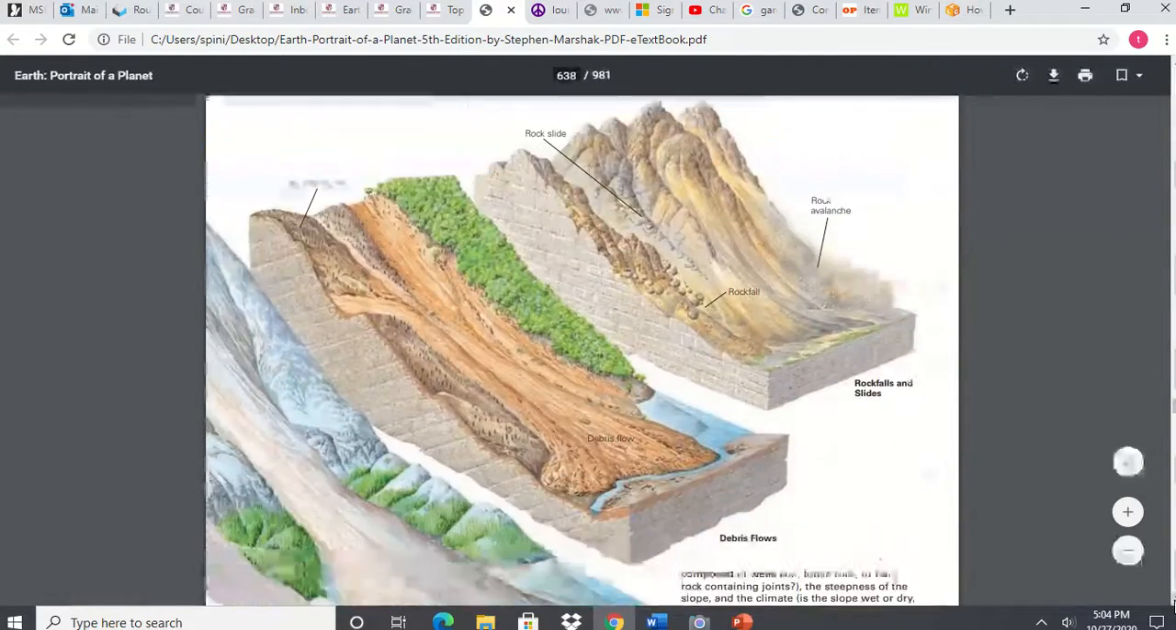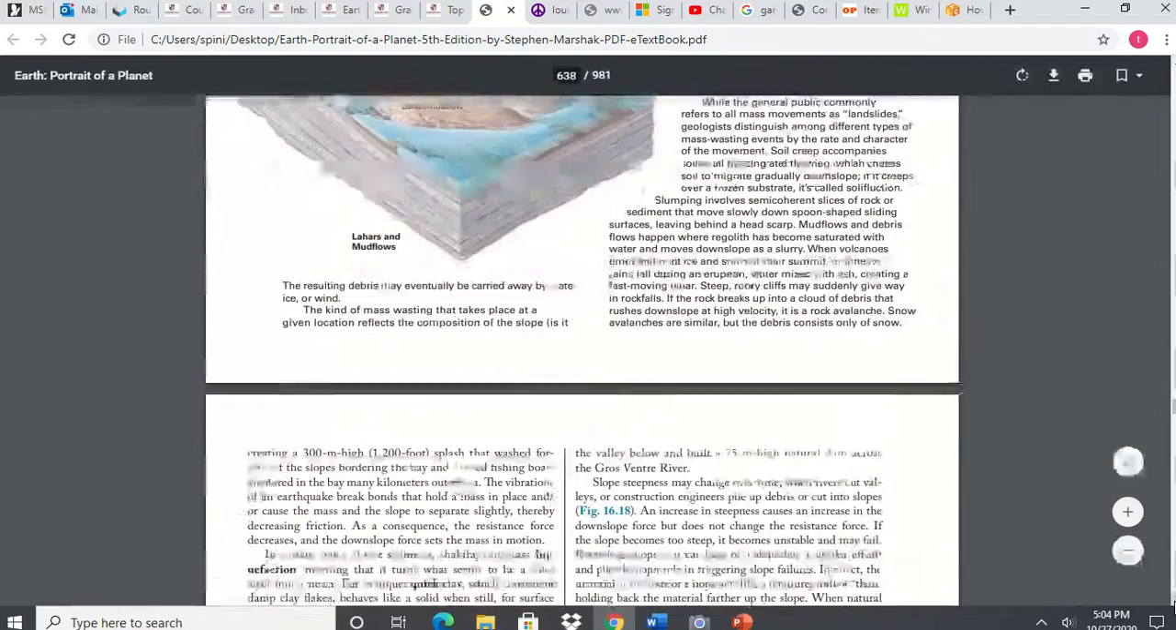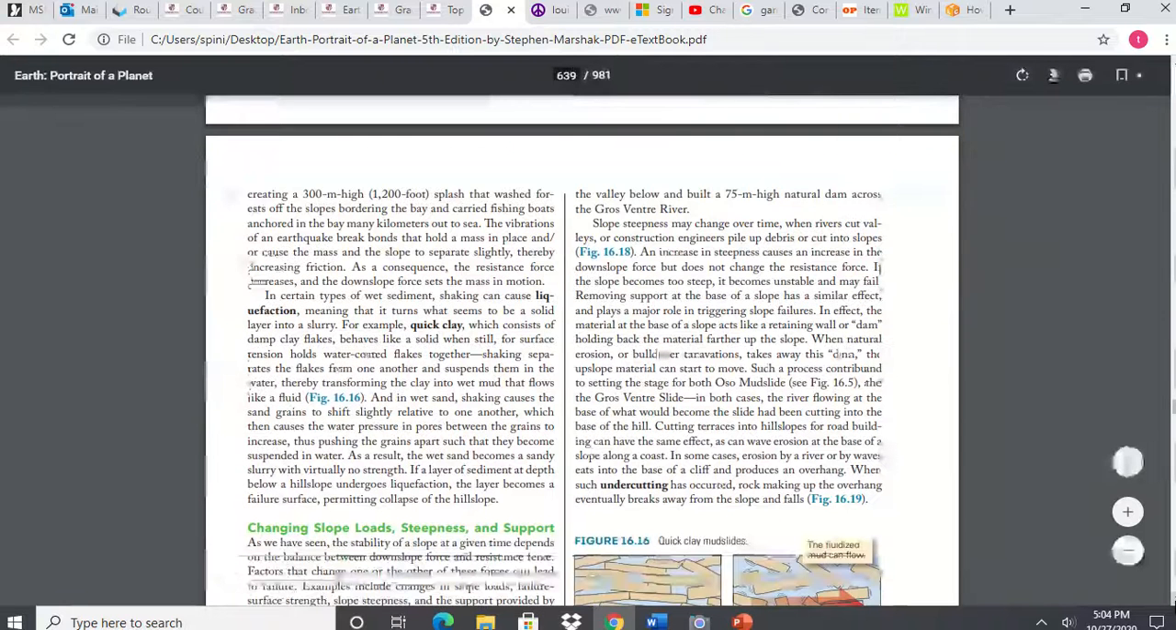Neat pictures here about different ways this can happen. That could be in your notes, be a good thing.